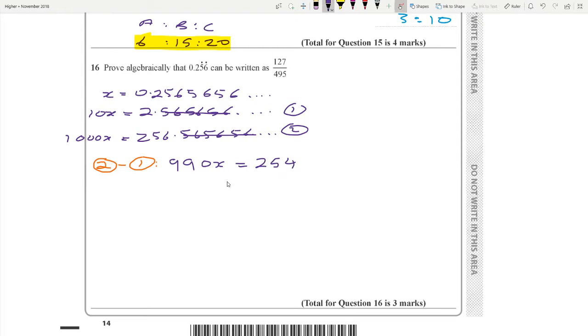Solve this equation, divide both sides by 990, so you get x equals 254 divided by 990. The question says to prove that it can be written as 127 over 495. Well, yeah, because we can divide both these by 2. By dividing by 2, you'll get 127, and half of 990 is 495. Okay, that's it. So we've proven algebraically that it can be written as 127 over 495. Everyone okay with that one?